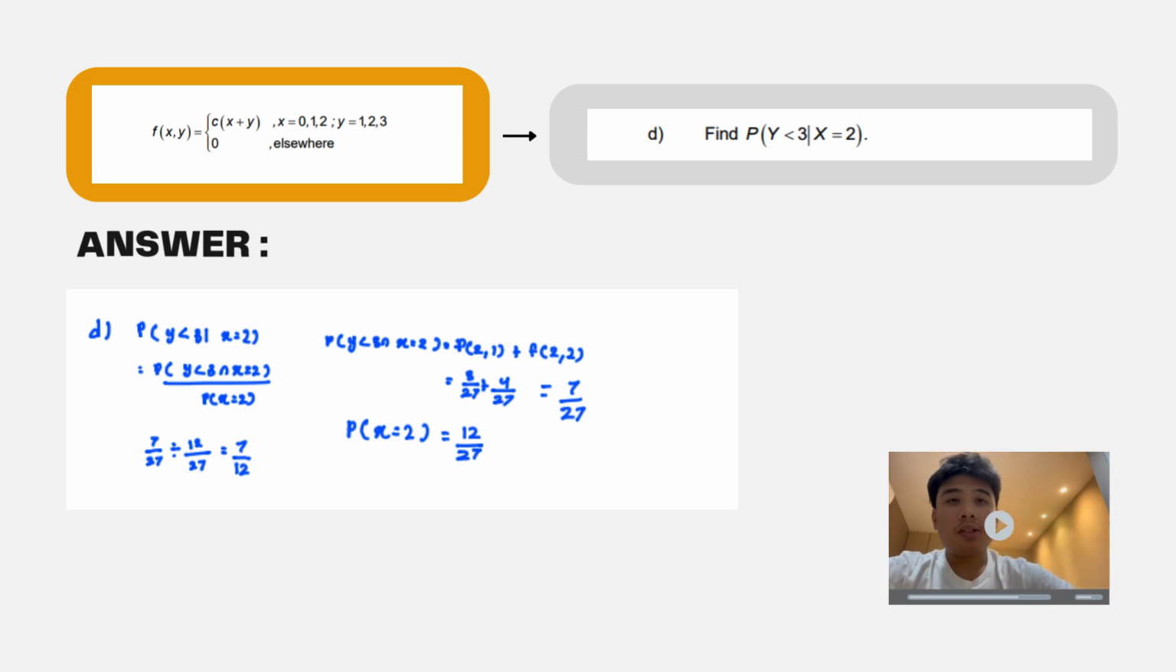For question D, this is a probability with a condition. It's given x equals 2 and y less than 3. So we need to derive it like the below: probability of y less than 3 intersect x equals 2, divided by probability of x equals 2. Then we just substitute the values, and we get the answer like below.